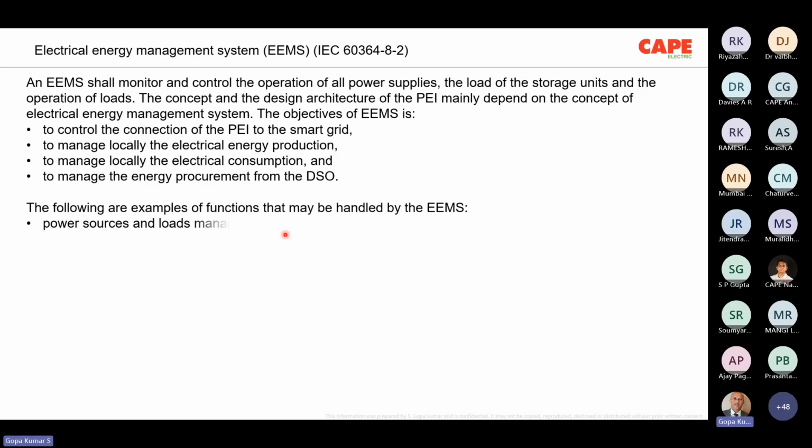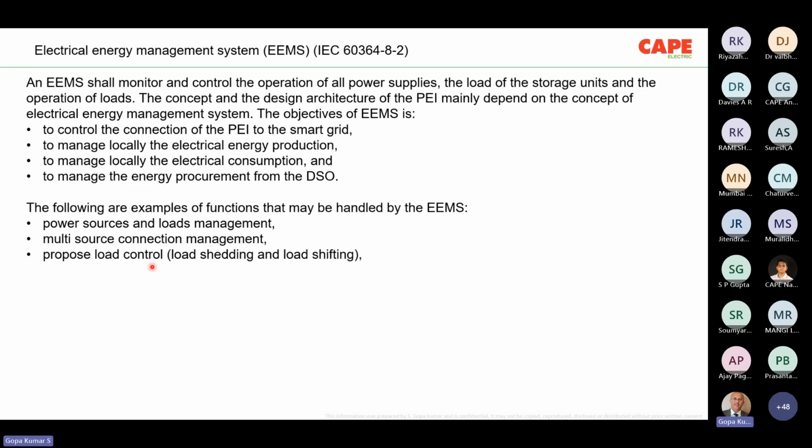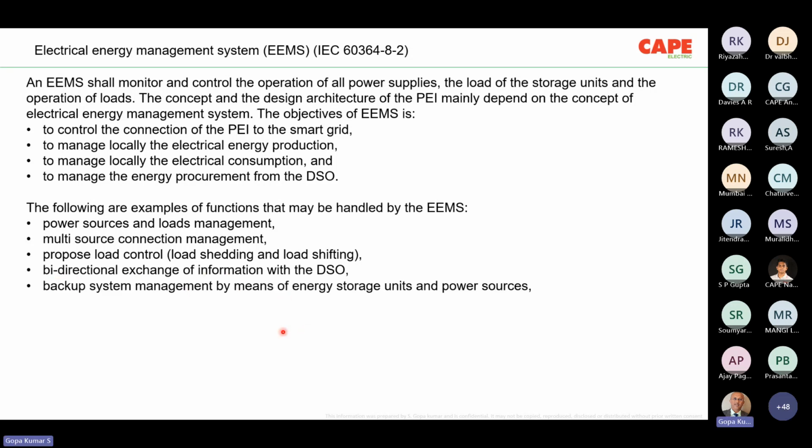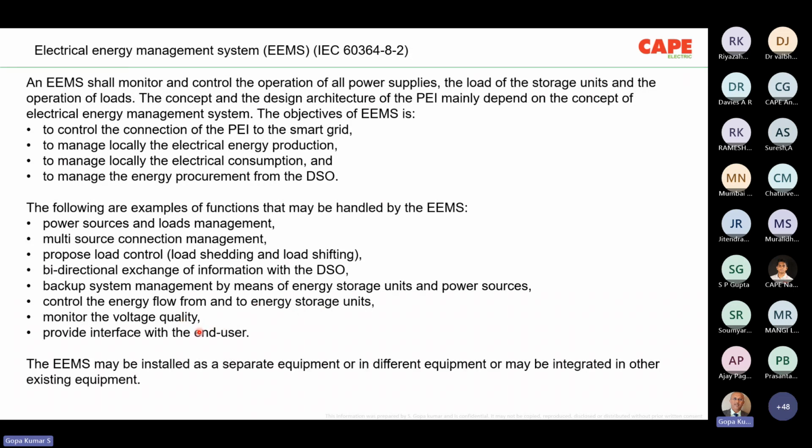The examples of functions handled by the energy management system are power source and load management, multi-source connection management, proper load control, load shedding or load shifting, shifting from one place to another, one load to the other, or load shedding for certain areas, bidirectional exchange of information with the DSO, backup system management by means of energy storage units and power source, control of the energy flow from and to energy storage, monitoring the voltage quality, and providing an interface with the end user. So basically, the entire system control is managed by the electrical energy management system. The EEMS may be installed as a separate equipment, or may be integrated in other existing equipment.